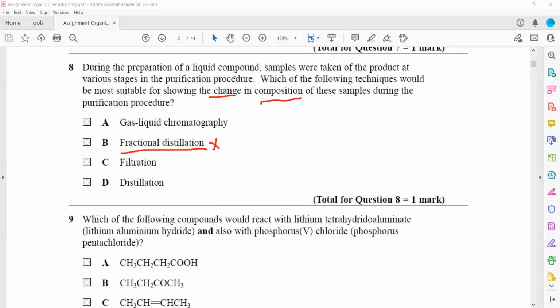Why is filtration not valid here? Because the sample is a liquid, and filtration is used to separate a solid. Simple distillation separates a liquid from a solution or mixture. Why is fractional distillation not suitable? Because it can separate the components, but it cannot identify the proportion or composition. That's why column chromatography or gas liquid chromatography is the most suitable technique.